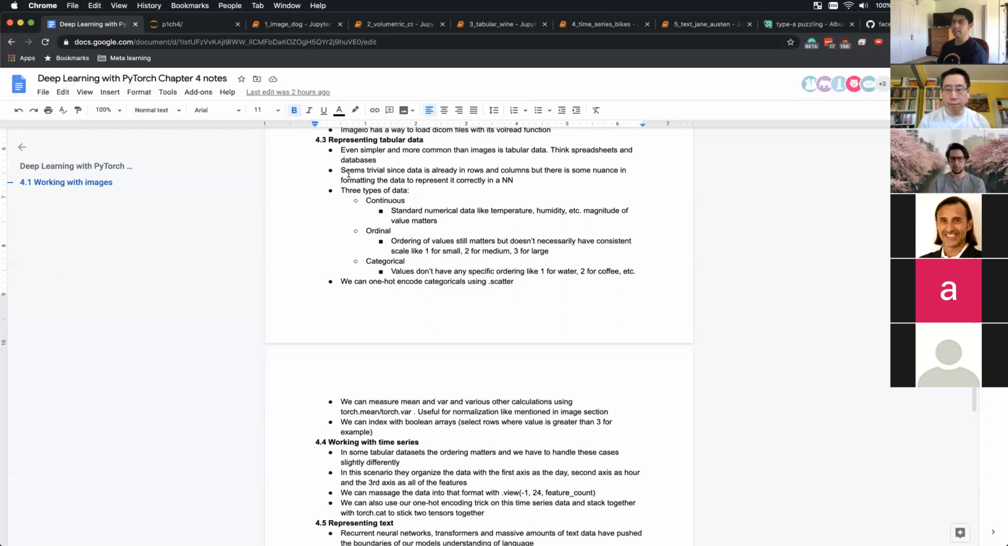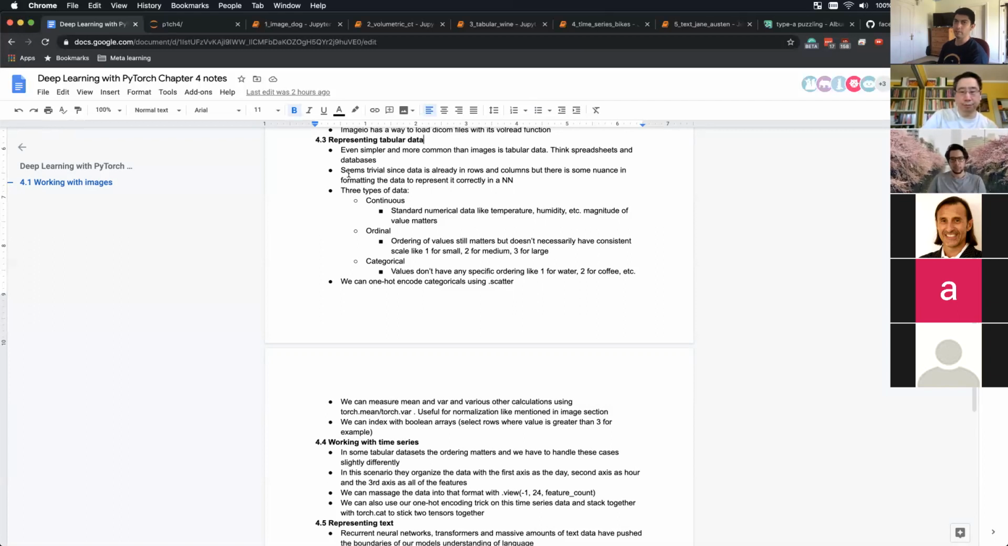Continuous is just your standard numerical stuff, where you're saying the temperature is 70 degrees out and there's this amount of wind and whatever other factors going on. But the magnitude actually matters. So there's ordering to it, and the magnitude of difference matters. If it's 50 degrees out and it was 70 degrees yesterday and 90 degrees the day before, those are equidistant apart, and that actually is meaningful in some way.